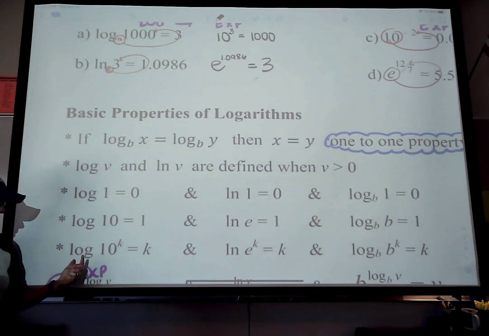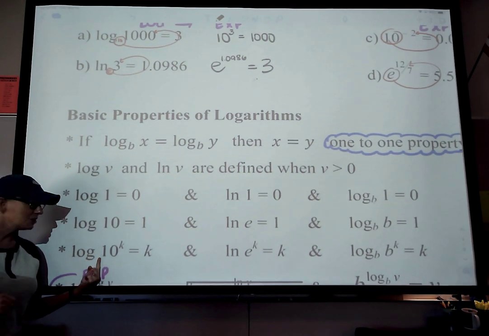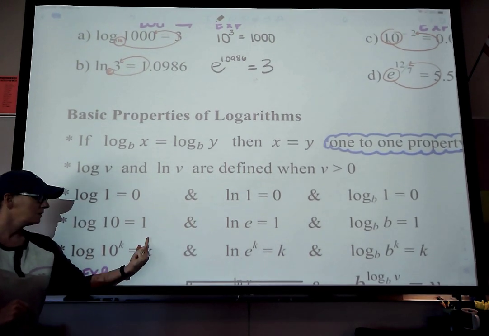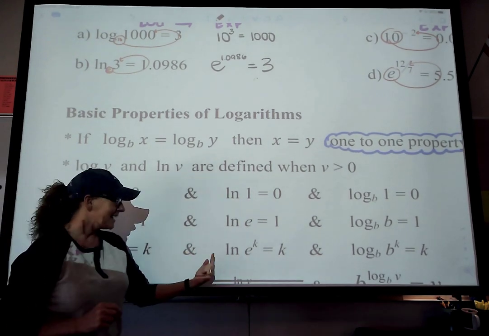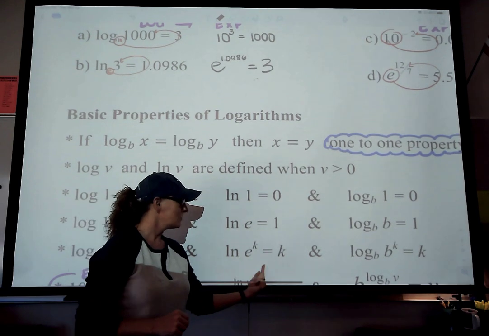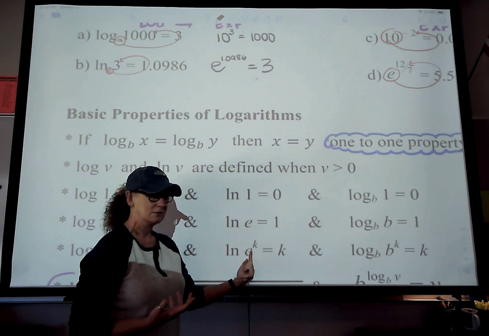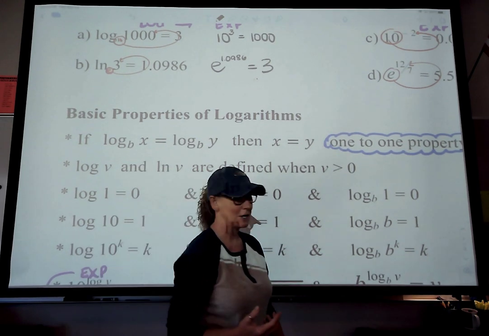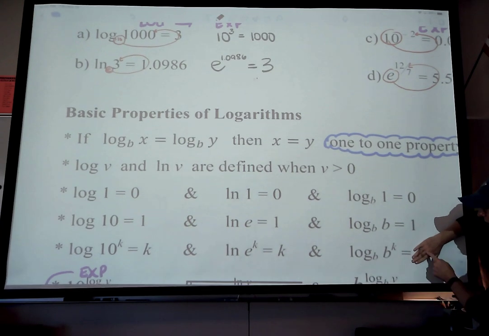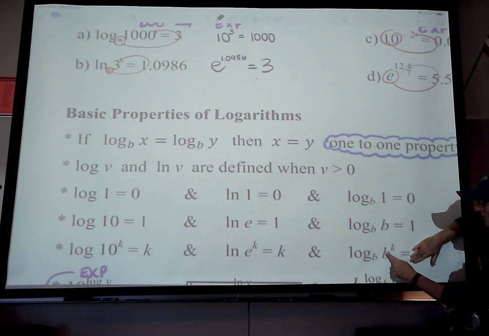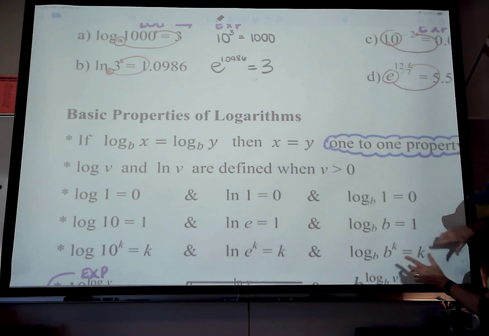Okay, now this one's just funny. Ready? Base is 10, common log. 10 to the k equals k. That's funny. Next one, base E. E to the k equals k, of course it does. Let's pretend we don't know the answer. B to the what equals B to the k? Oh my gosh. Obviously, that has to be k.